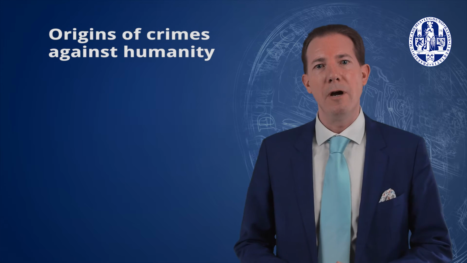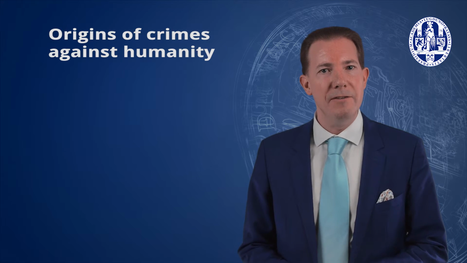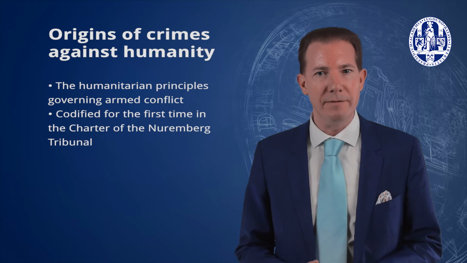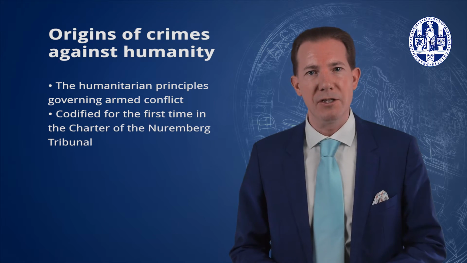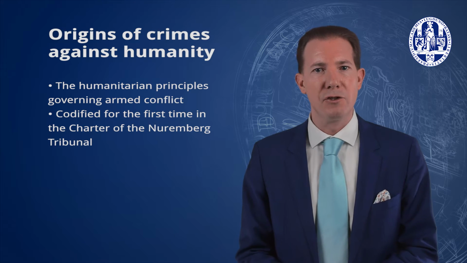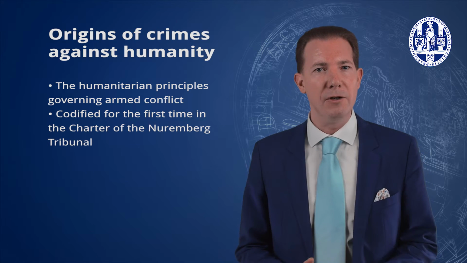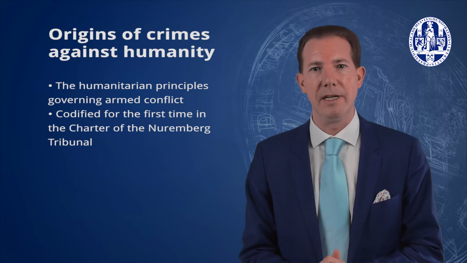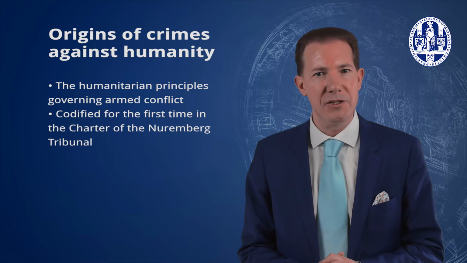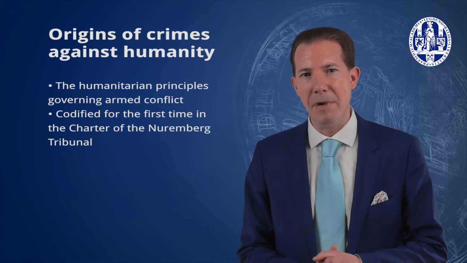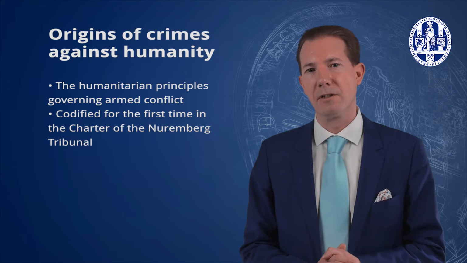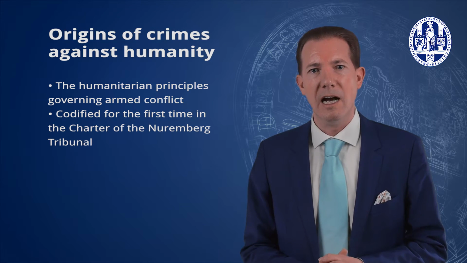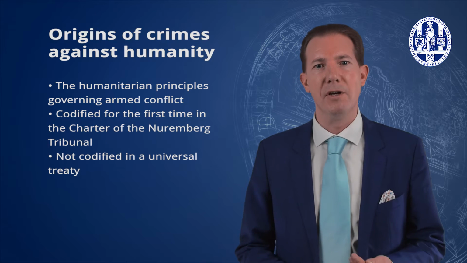The origins of crimes against humanity can be found in the humanitarian principles governing armed conflict. The crime was codified for the first time in the Charter of the Nuremberg Tribunal. Under traditional international law, the conduct of a state versus its own citizens was a matter of internal affairs. The inclusion of crimes against humanity in the Nuremberg Charter therefore marked a significant development of the concept in international law. Crimes against humanity are not codified in a universal treaty.